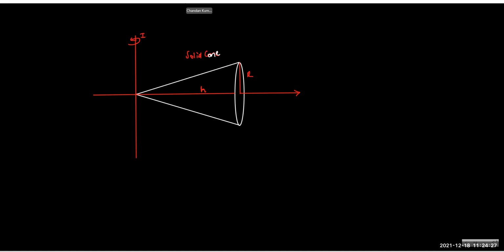Is it 3 by 5 mh square? Yeah, tell me how much? How much? 3 by 5 mh square. Bus. Anything else?